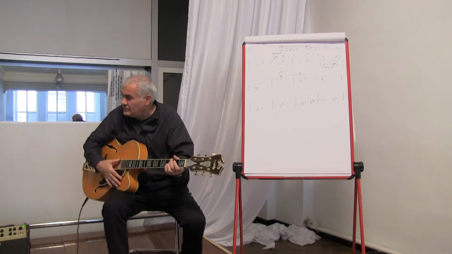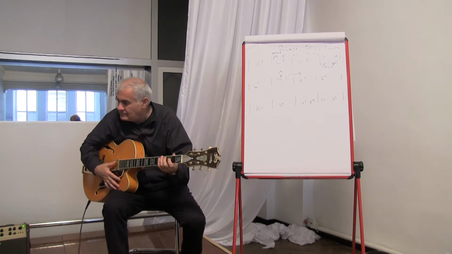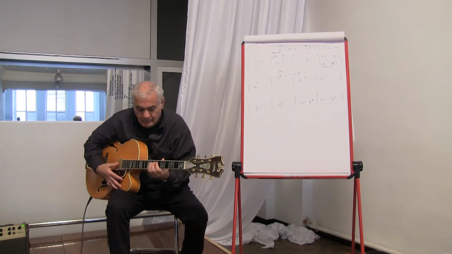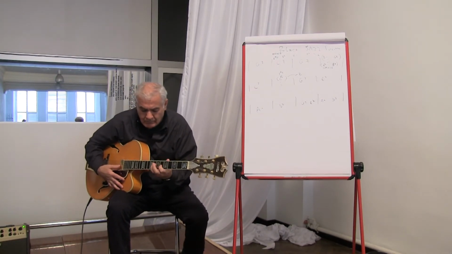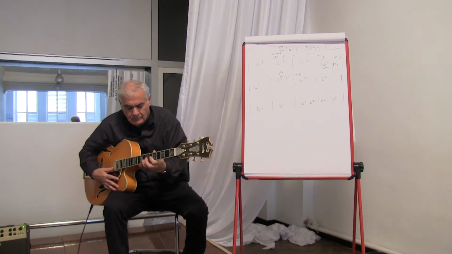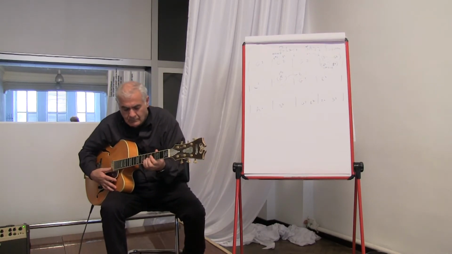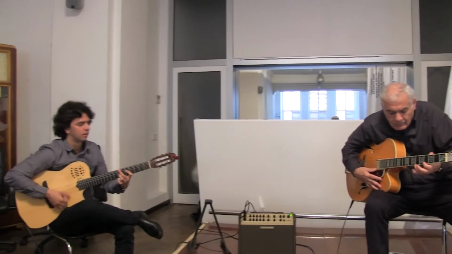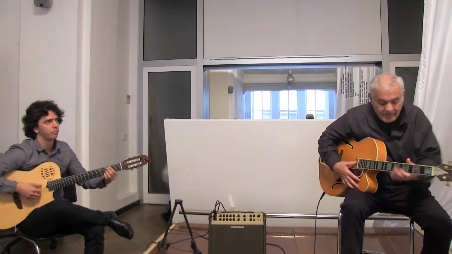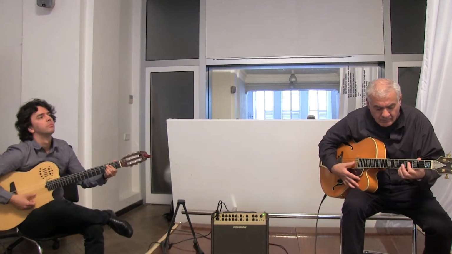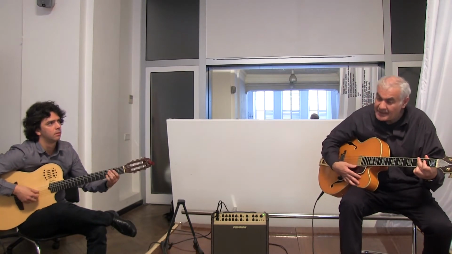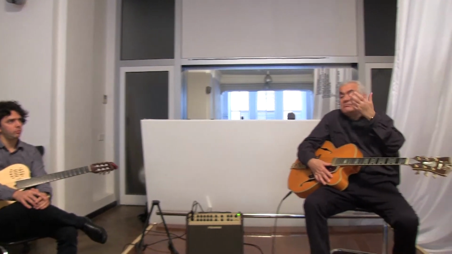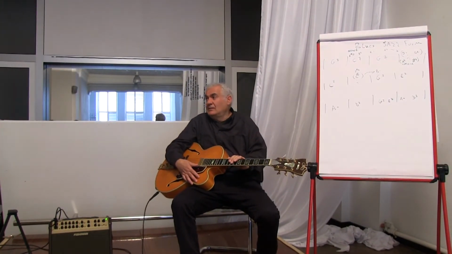1, 2, 3, 4. A flat minor. Slowly you put always more chance to play different colors. Okay.